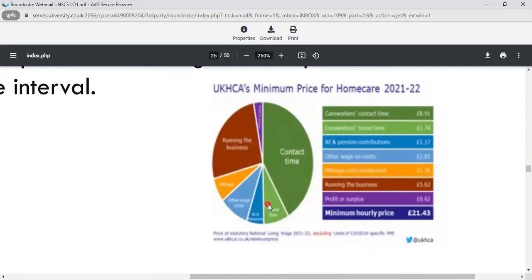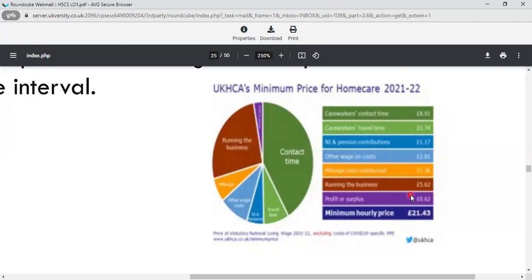This slide is not very clear. I'll give a clearer one. I'll email it to you all. So it's care workers contact time, care workers travel time. All of this was increased. So this is minimum price for home care 2021 to 22. So all of this has risen. If you see, all these domains have been increased. All the GDP, the amounts that they were spending, their minimum hourly prices have increased.